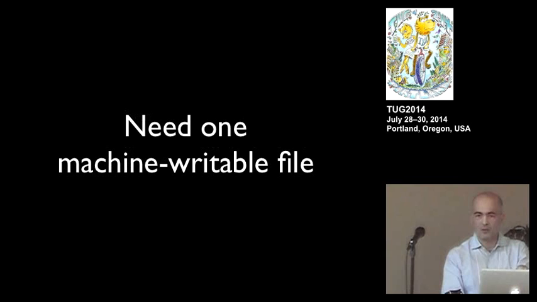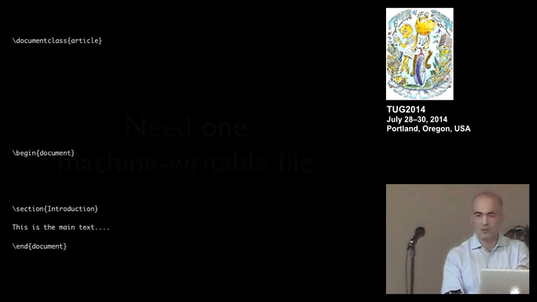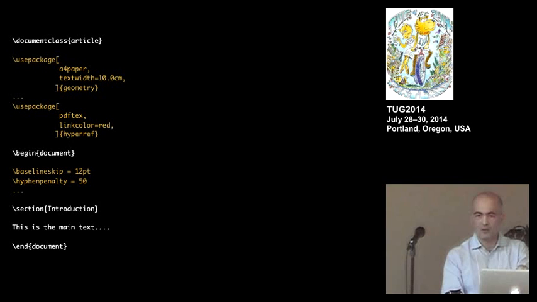We need to write a file. We need a machine-readable writable file. How do we do that? Let's look at this. It's the basic LaTeX document. Document class, begin document, and then the content. And this is how we modify that. We style it. \usepackage. So you have geometry and hyperref, and they take options.